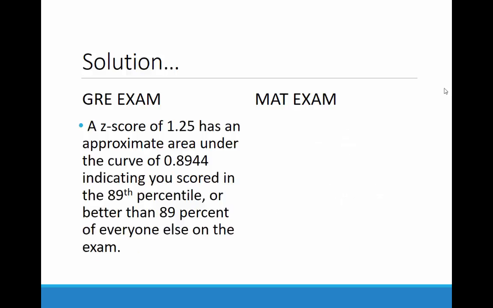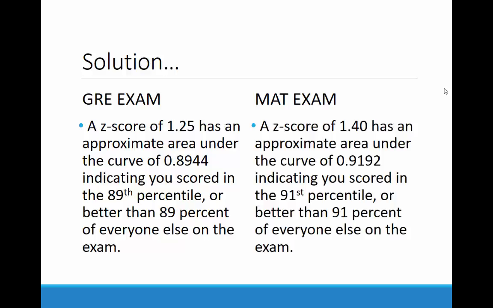On the GRE, a z-score of 1.25 has an approximate area under the curve of 0.8944, indicating that we scored in the 89th percentile, or we scored better than 89% of everyone else on the exam. A z-score of 1.40 has an approximate area under the curve of 0.9192, indicating that we scored in the 91st percentile, or we scored better than 91% of everyone else taking the exam.